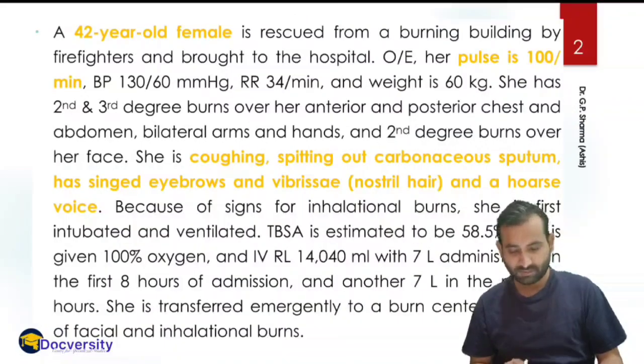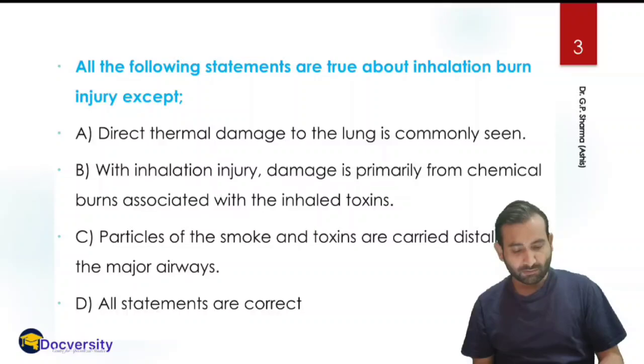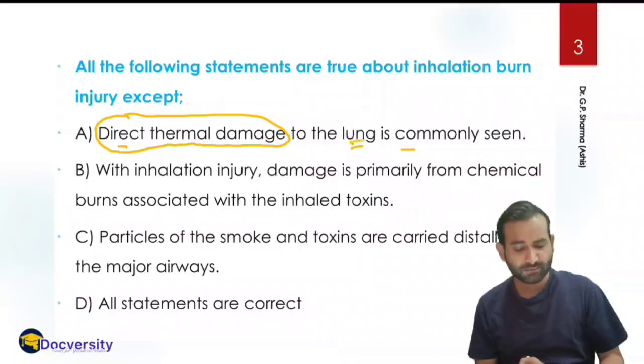This is one question, we will discuss it later. All the following statements are true about inhalation burn injury except: direct thermal damage to the lung is commonly seen. Be careful about this direct thermal damage and lungs. Another option: with inhalation injury, damage is primarily from chemical burns associated with the inhaled toxins. Particles of the smoke and toxins are carried distally into the major airways. Carried distally, this is another point.